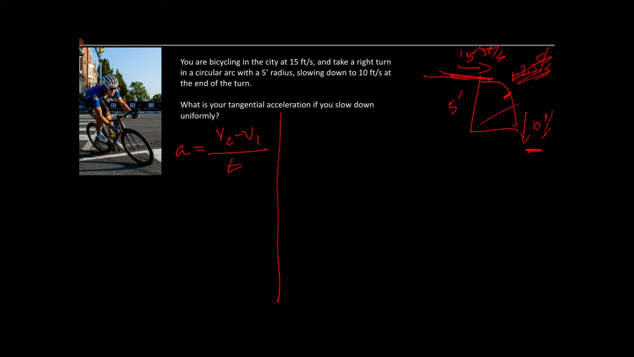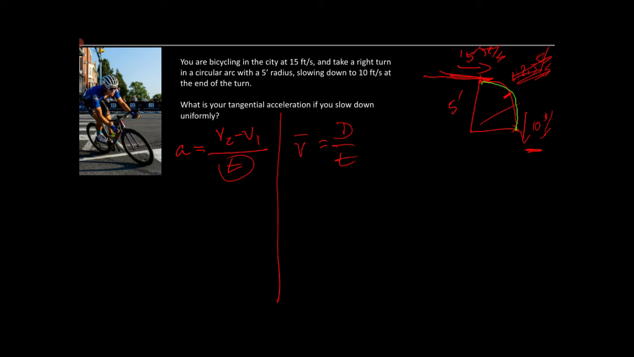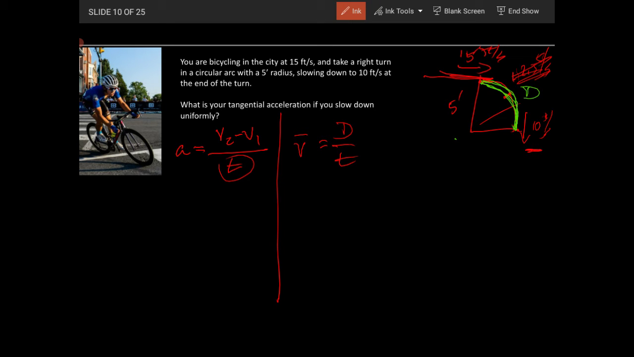Let's see. We need to find that time, so we can use the average velocity, which is just the distance traveled from here to here over the time. So let's highlight that. This green line is D. So we're traveling over this distance, this curvy distance, as we try to slow down.